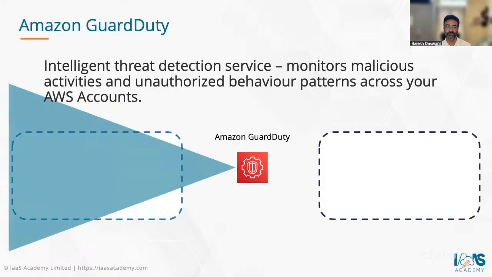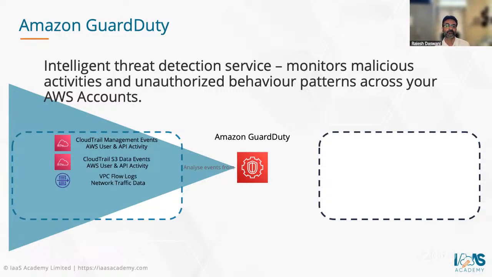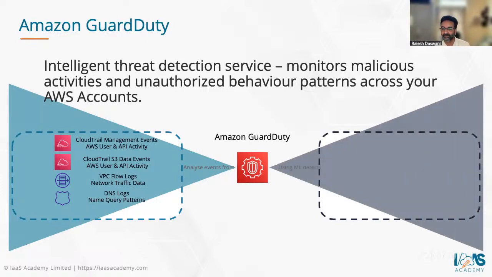Next, I want to talk to you about GuardDuty. This is an intelligent threat detection service that monitors malicious activities and unauthorized behavior patterns across your AWS account. It will analyze events from things like CloudTrail management events, such as AWS user and API activity, CloudTrail data events, VPC flow logs, which we mentioned a little bit earlier in the networking section, and DNS queries and name query patterns.